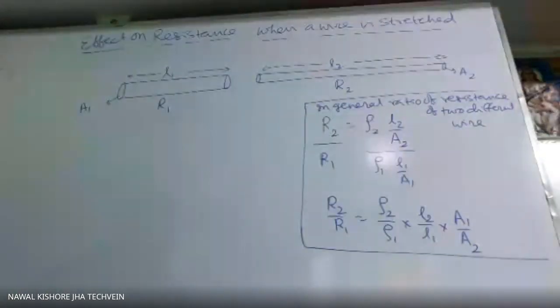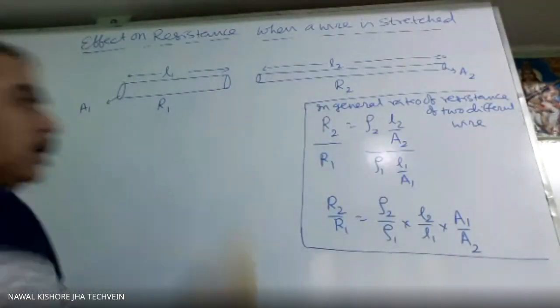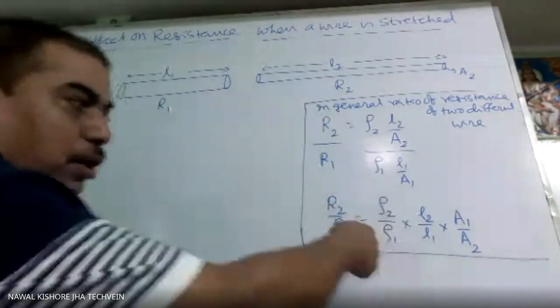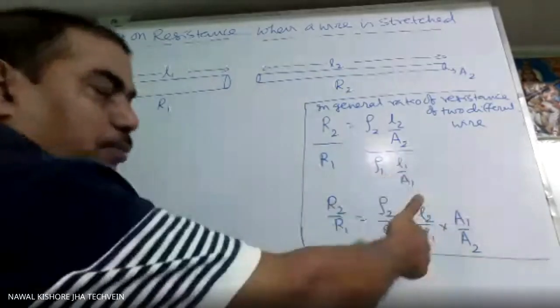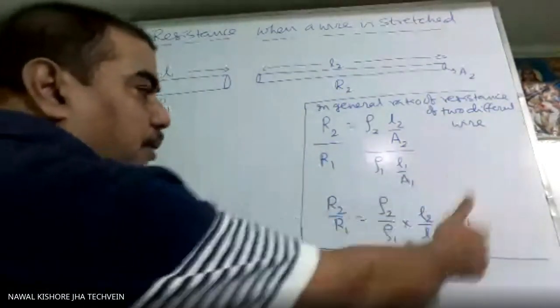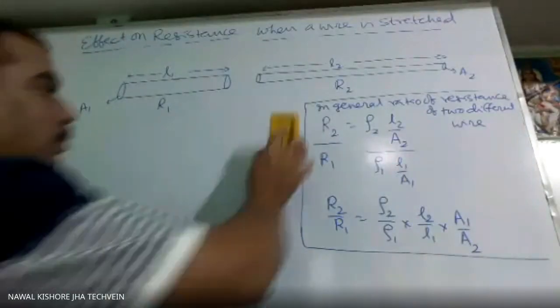So now we are going to discuss when the wire is stretched. This was the general formula, and you will always keep in mind when you are asked to find a ratio, this will be the formula. If material is the same, then this one will not be coming. Length is the same, this one will not come. Area is the same, this one will be 1.